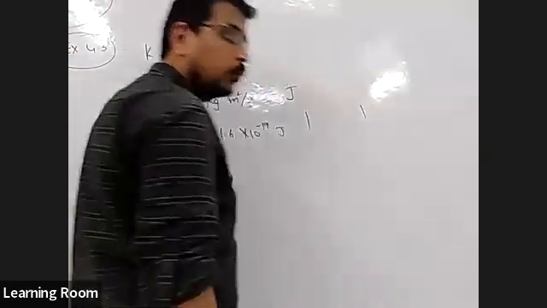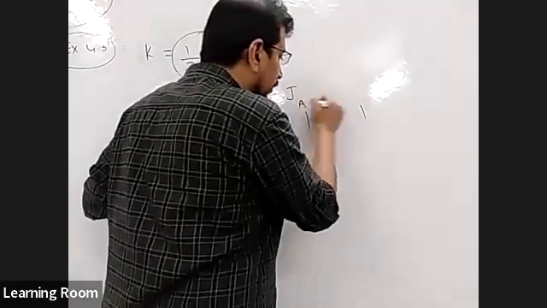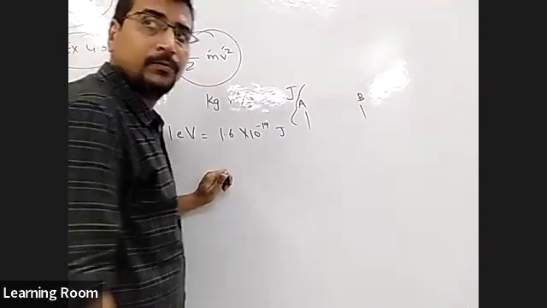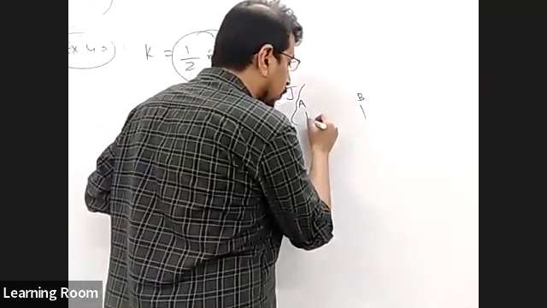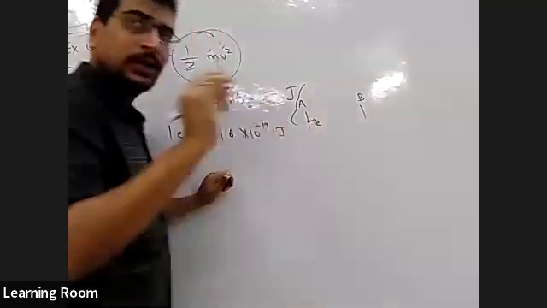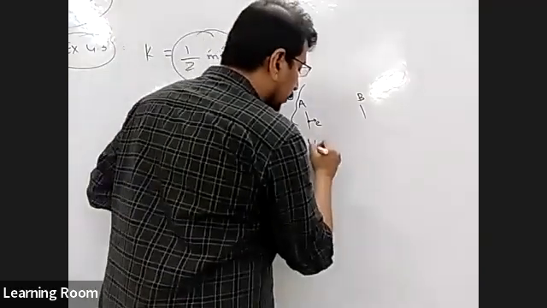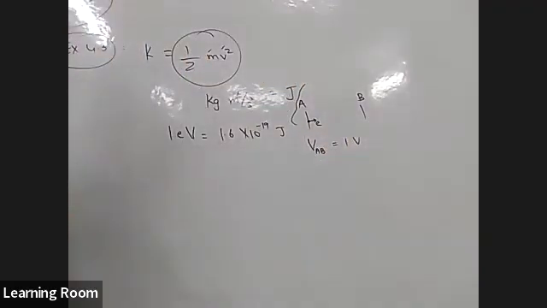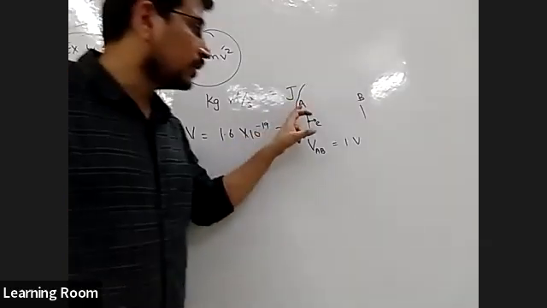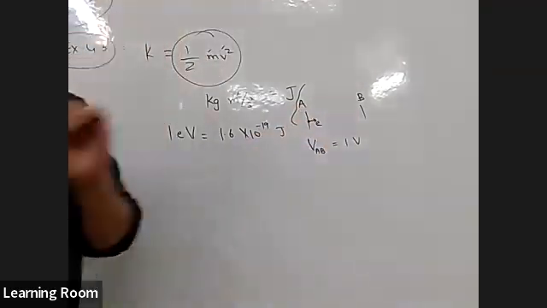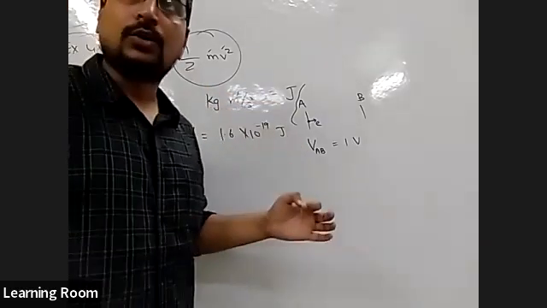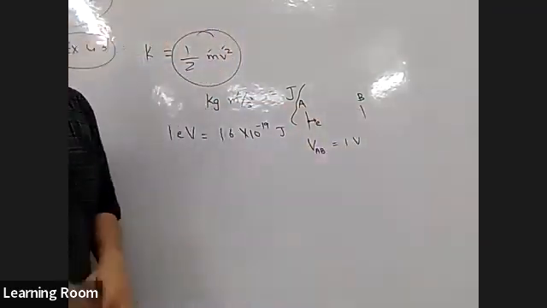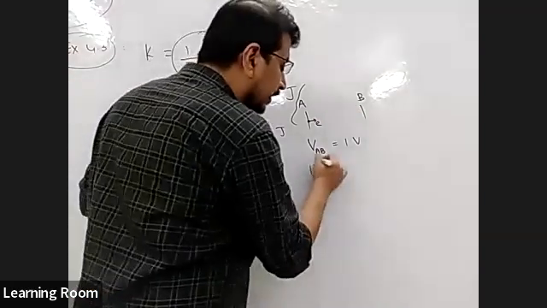If I have 2 points, listen to this. If I have 2 points A and B, between which 1 electron is moved, and the potential difference between AB is 1 volt. I repeat it. The potential difference between the points A and B is 1 volt, and you have an electron, and this electron is moved across a potential difference of 1 volt. Then what will be the amount of work done by us?